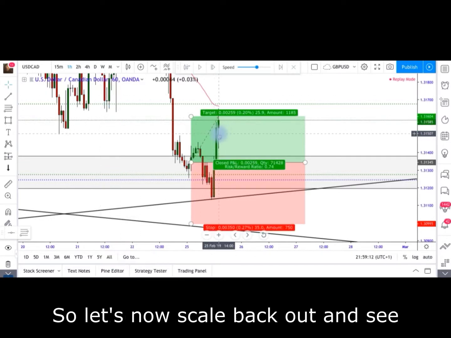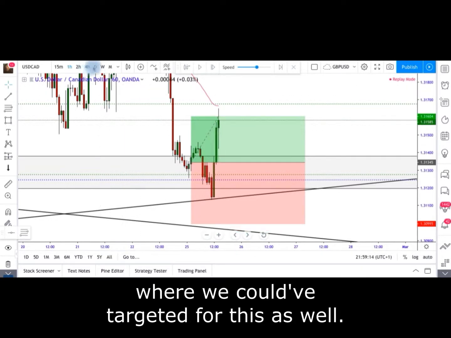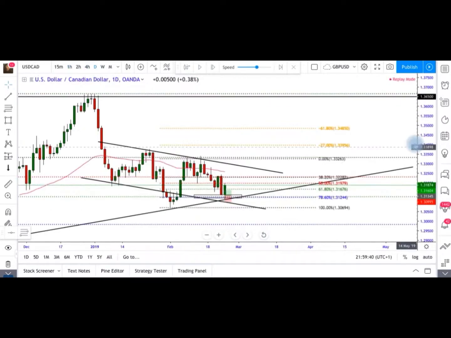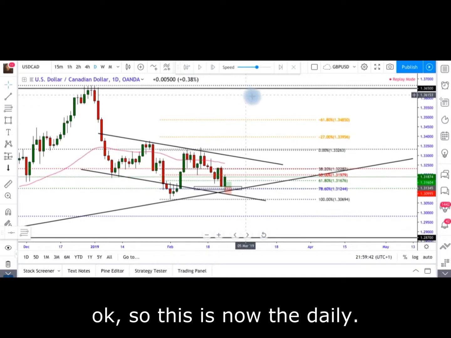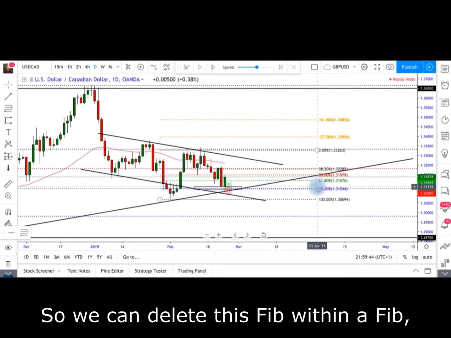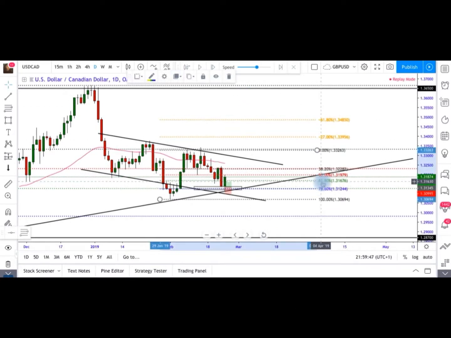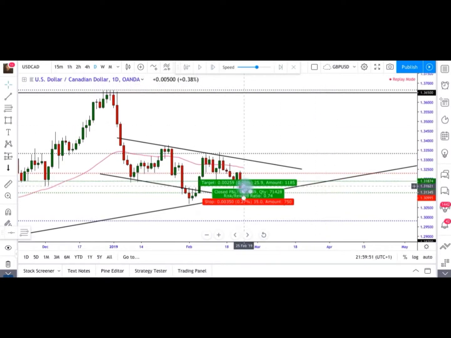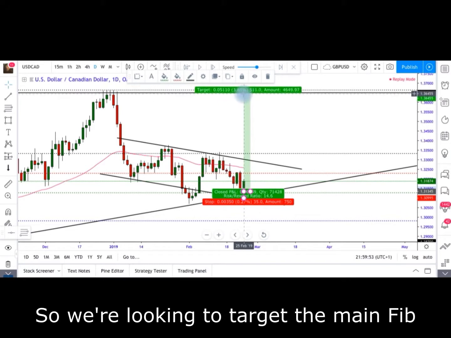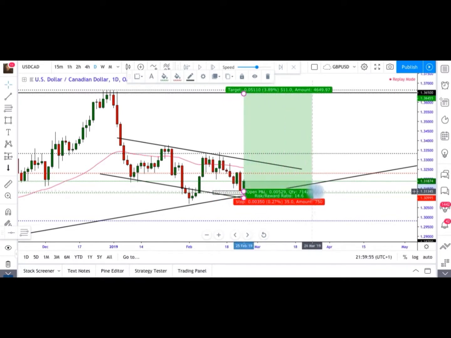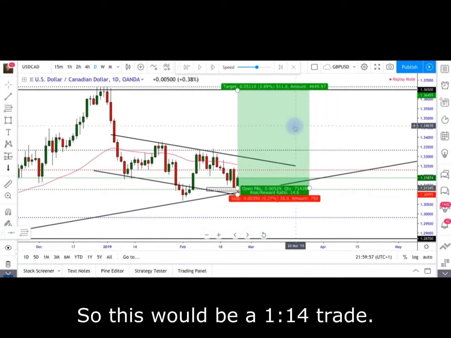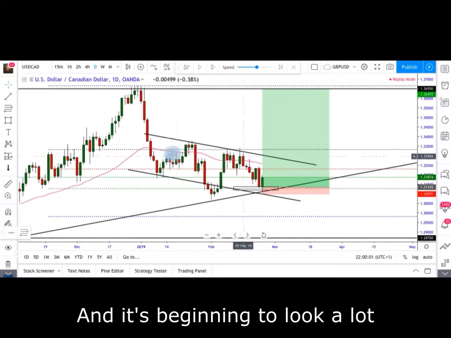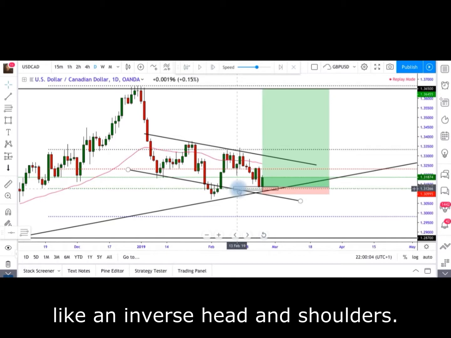So let's now scale back out and see where we could have targeted for this as well. So that would be the monthly level. Okay, so this is now the daily. We can delete this fib within a fib because we're not using those fib extension targets. We're looking to target the main fib, which is the 0% on the monthly key level. So this would be a 1 to 14 trade. And it's beginning to look a lot like an inverse head and shoulders.